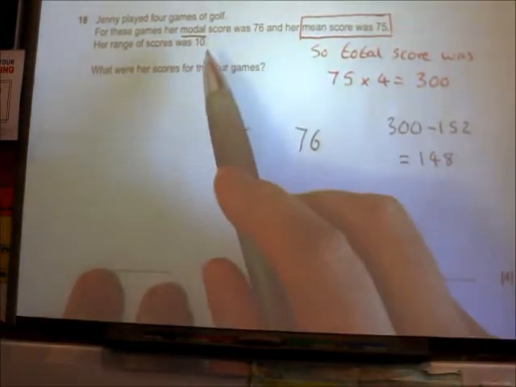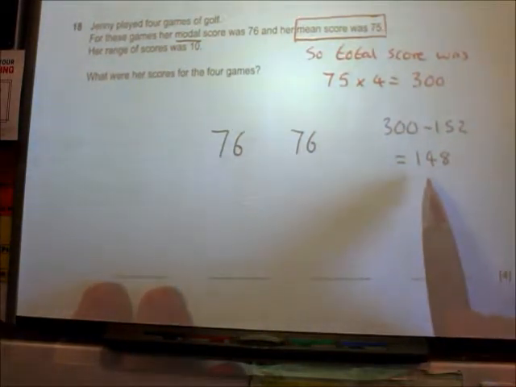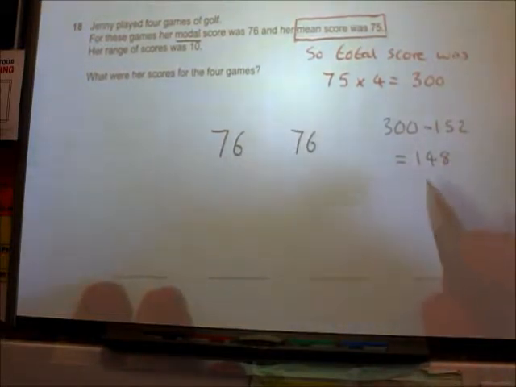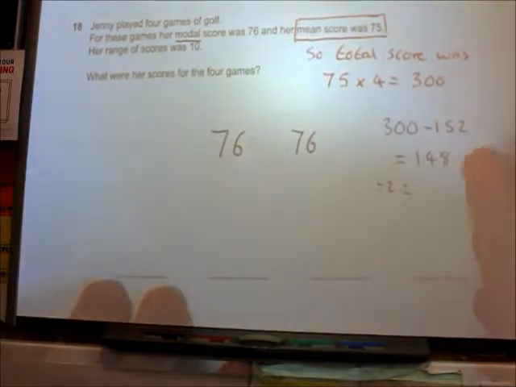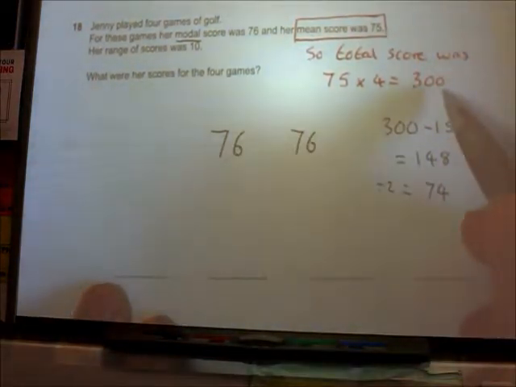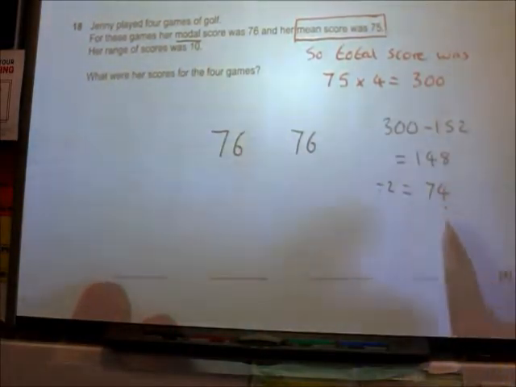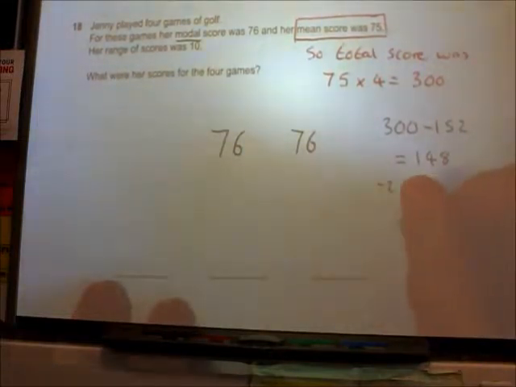Now, we're told the range of the scores is 10. So whatever 2 numbers add up to make that, they've got to have a difference of 10. And my method for doing that would be to half that. So divide that by 2, that will give you 74. So she could have got 74, 74, 76 and 76 and had a total of 300, but it wouldn't fulfill the other criteria that her modal score is 76 and the range is 10. So what I'm going to do is take away 5 and add 5, and I'll tell you why in a moment.